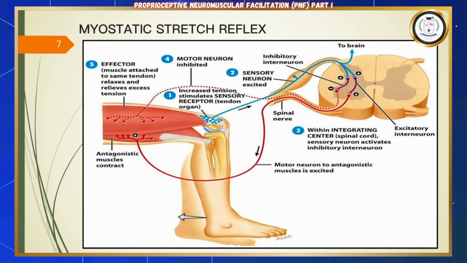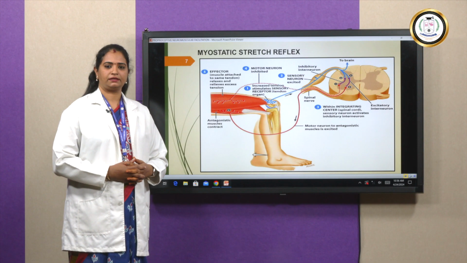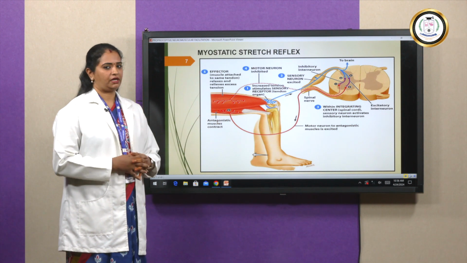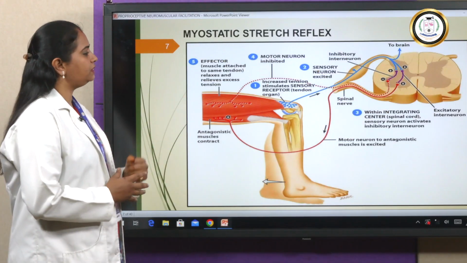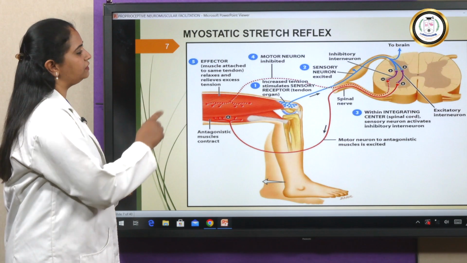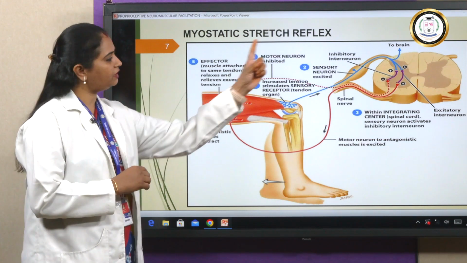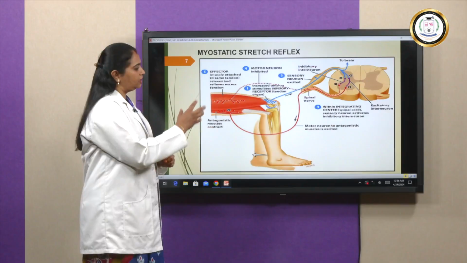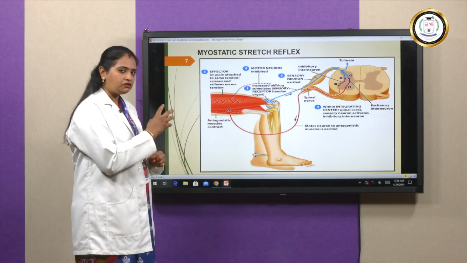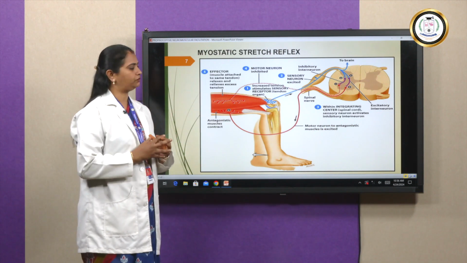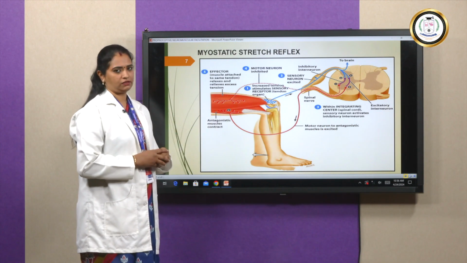Let us look into the myostatic stretch reflex. This is a circuit diagram of the myostatic stretch reflex. Let us take an example of a knee jerk. When the knee is struck by a knee hammer, the sensory receptor organs, through the sensory afferent fibers, enter through the dorsal root ganglion on the posterior aspect of the spinal cord, thus having an integration at the center of the spinal cord, further exciting out from the motor neurons of the anterior horn cells.